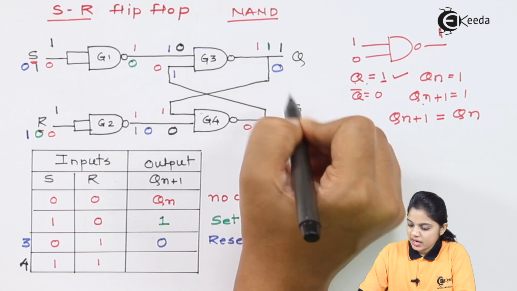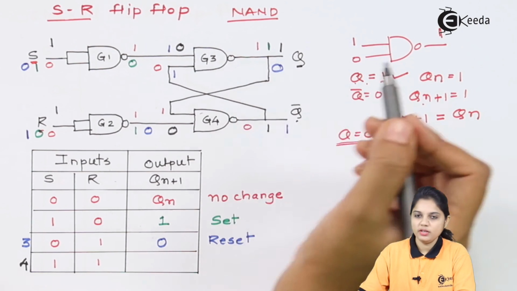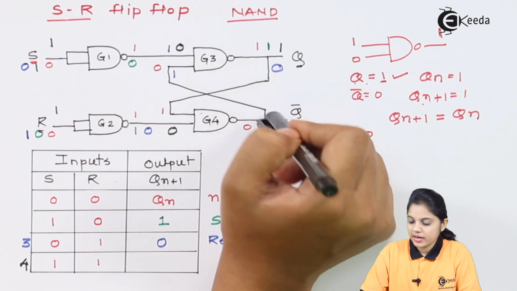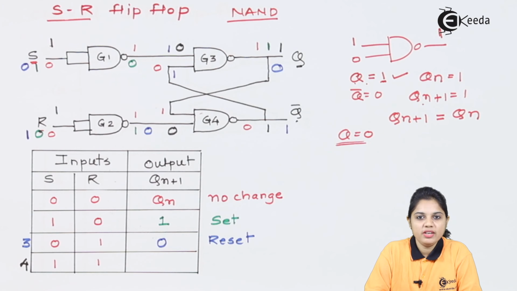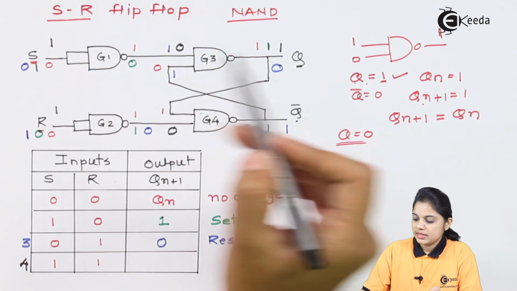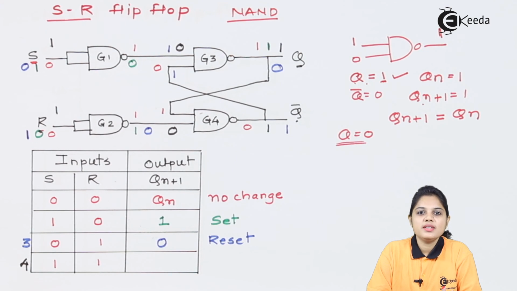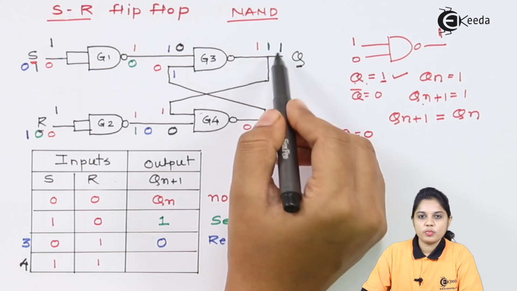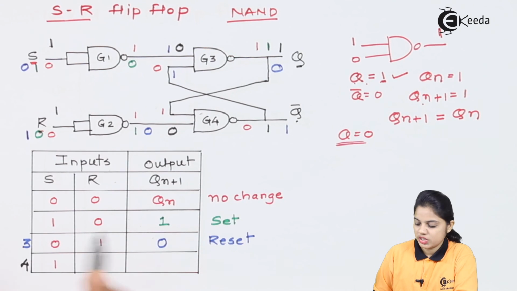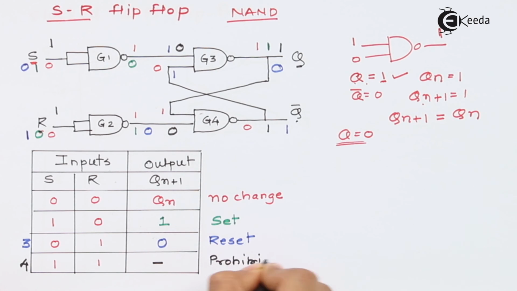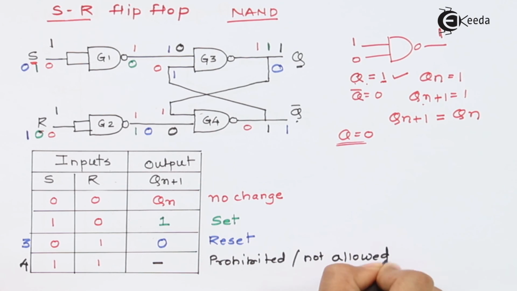Now Q and Q bar, both the outputs, are tending to be 0. If both are trying to be at a 0 condition or a 1 condition, it is called an undefined or prohibited state, because these two outputs are complementary to each other, and if they are complementary, then if one is equal to 0, the second should be 1. Correct? But here we are getting the same output for both outputs, which are complementary to each other. This state is undefined and is called a prohibited state, or not allowed, because the flip-flop cannot be used in this particular state.